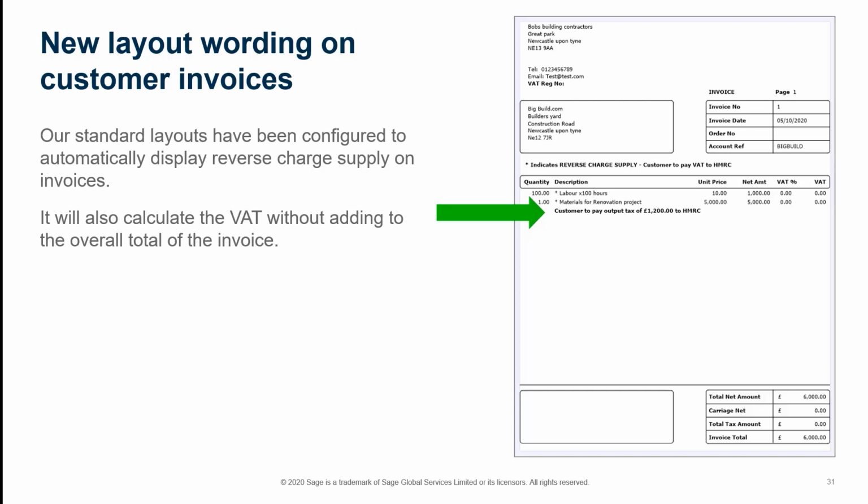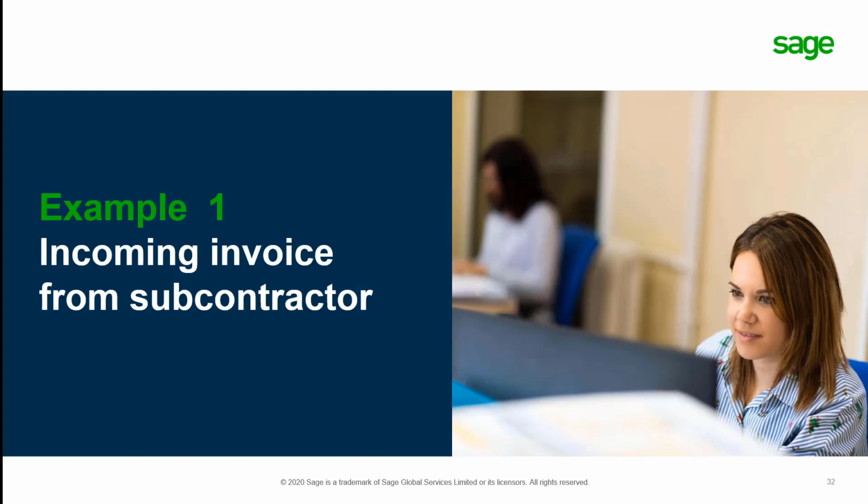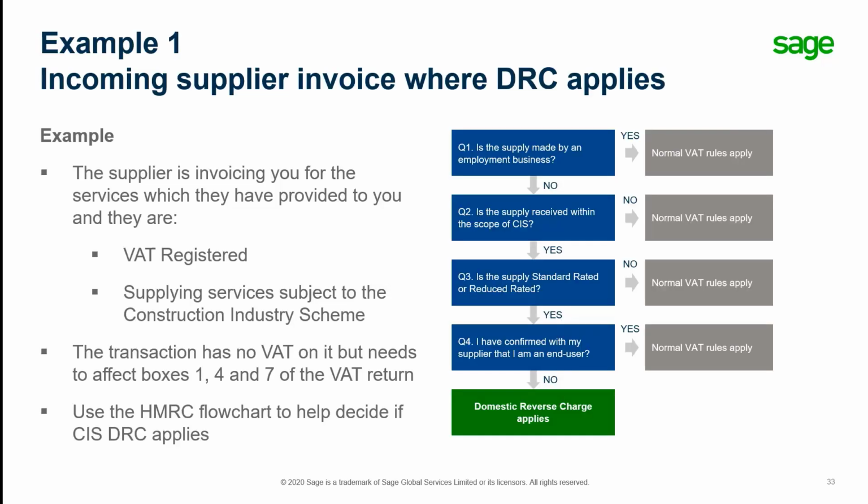So let's take a look at this and bring this to life with some examples. So first, let's take a look at how to record an invoice received from a subcontractor for work they've carried out on our behalf. So the first thing we need to do before processing any transactions is work out whether or not domestic reverse charge applies to this transaction.